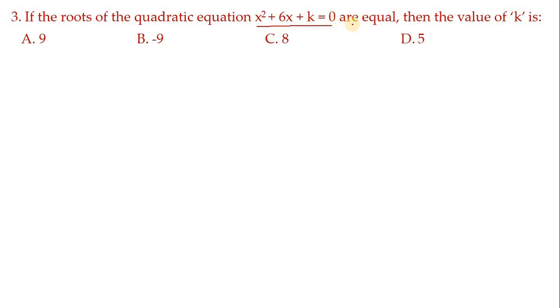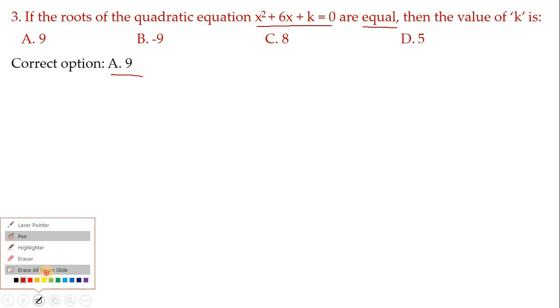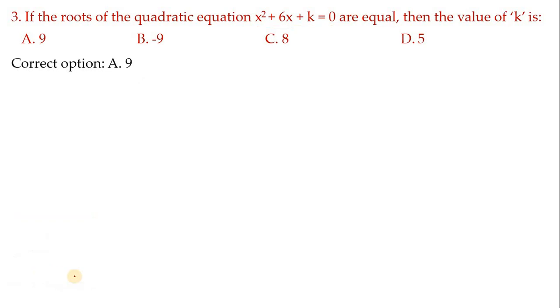It is in standard form. And they are saying its roots are equal. Means this problem we have to solve on the basis of nature of roots. Means discriminant value. First let us see the correct option, that is A, 9. So first here find the value of a, b, c, because the equation is in standard form. So a value is 1, b value is 6 and c value is k.